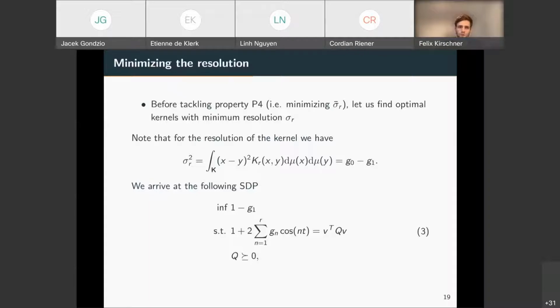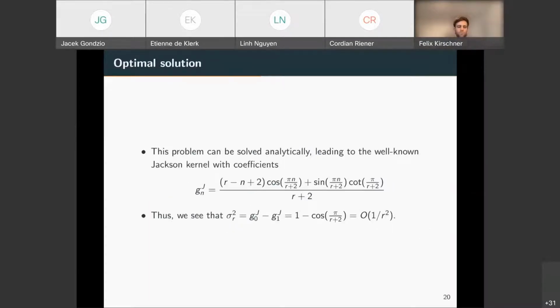Okay, very nice. Also, what's quite interesting, I think, is that this problem can be solved analytically. When we solve this problem, we get the well-known Jackson kernel, and the coefficients of the Jackson kernel are available in closed form. They look like this, and having them in closed form, we can also find an expression for sigma_R squared, which is g0^J minus g1^J, which is 1 minus the cosine of pi over R plus 2, and this is in O of 1 over R squared.